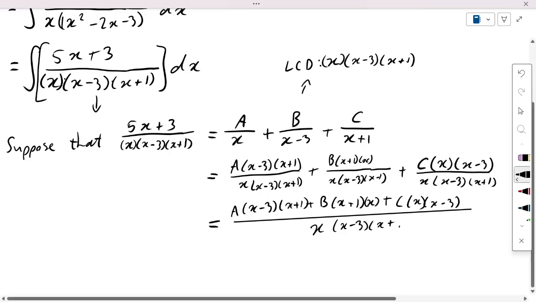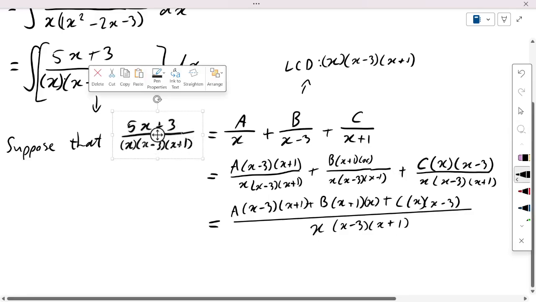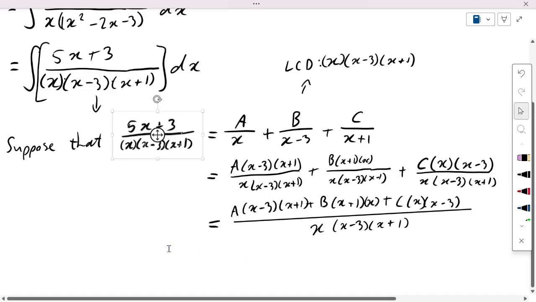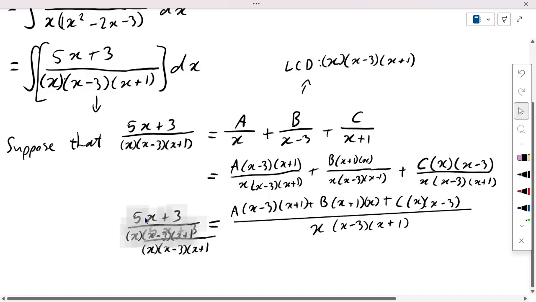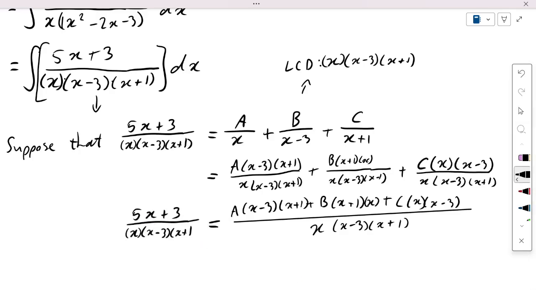Okay, and then obviously we have this over here, which is still the same thing. So what I'm going to do is I'm just going to copy and paste. Okay, now we have that equal to this, right? And what do we notice over here? Well, these denominators can cancel now.